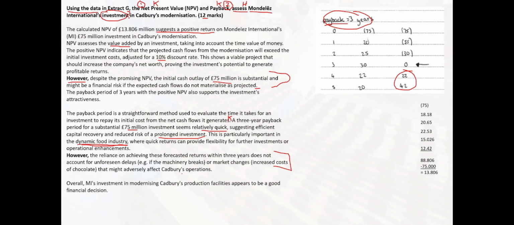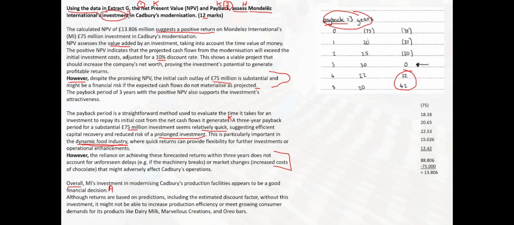Easy peasy. Overall, let's quickly read the question again. Assess the investment with these tools. Overall, told you I'd use it again, investment in modernising Cadbury's production facilities appears to be a good financial decision. I've assessed it. If we were marking this in class, I'd put an A for answer. Although, don't panic, I've not gone mad. Although returns are based on predictions, including the estimated discount factor, I had to get it in there somewhere. I had to question the reliability of even the discount factor, let alone all the other stuff that's in there.